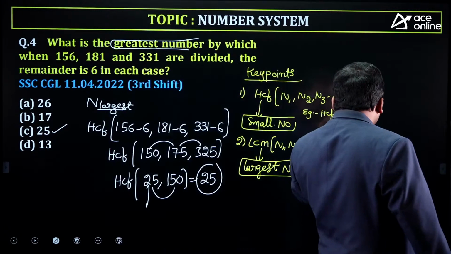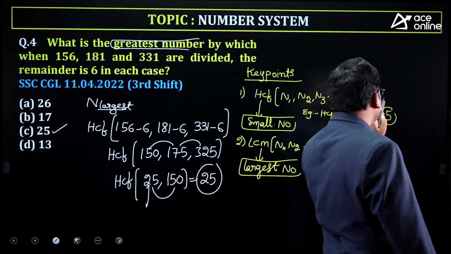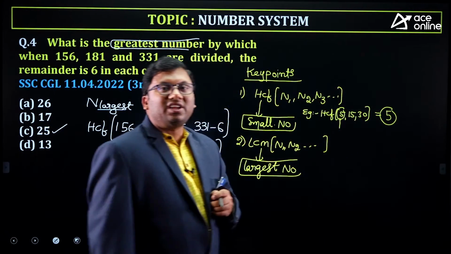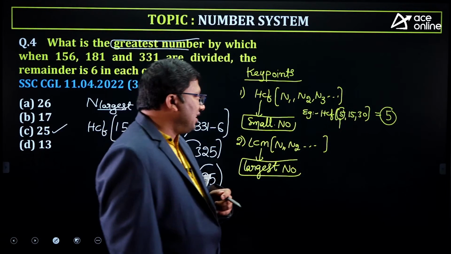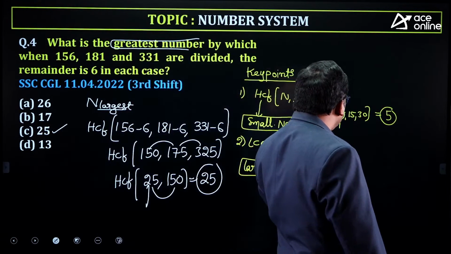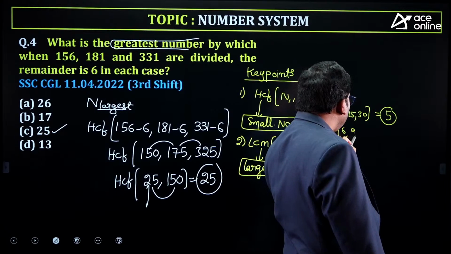That means if the smallest number is dividing every other number, the smallest number is the HCF. Sir, what if the smallest number does not divide? HCF of 6, 9, 12.